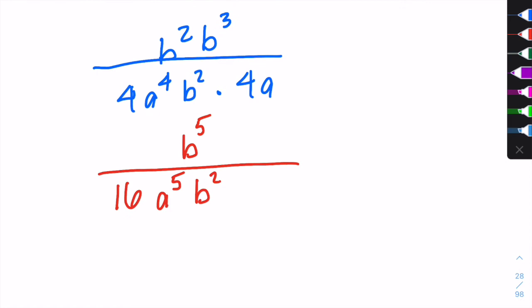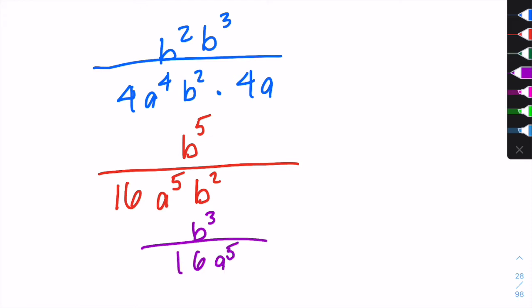Looking around, I see b twice. That tells me there's more work to be done. We've got some quotient property to do here. So there's b to the fifth over b to the second. So we can use our quotient property to subtract. There's going to be more on the top, so b to the third on the top, 16, a to the fifth.